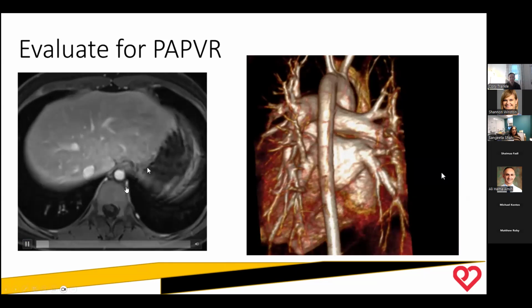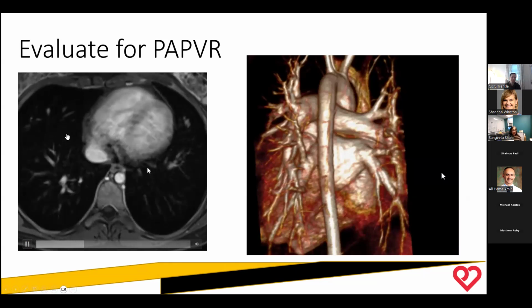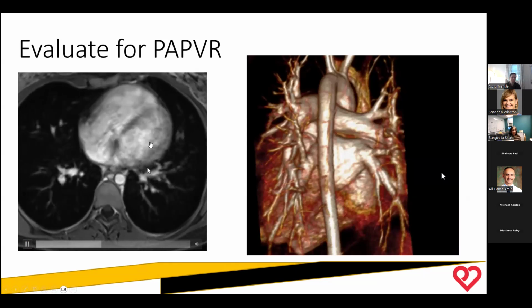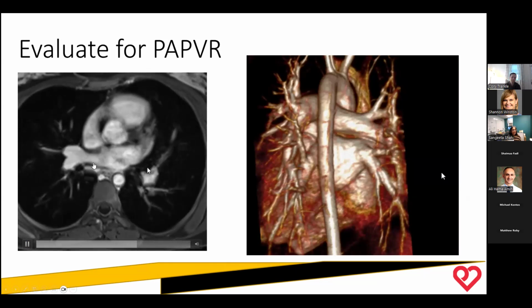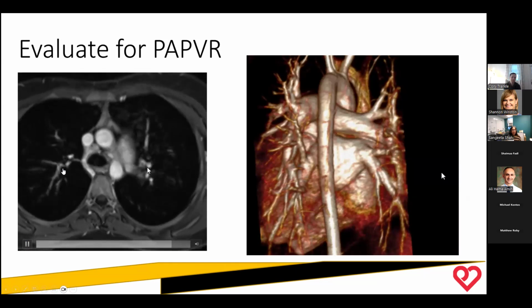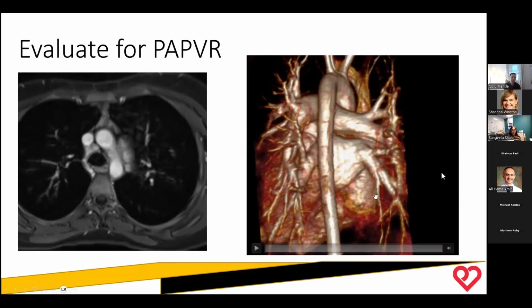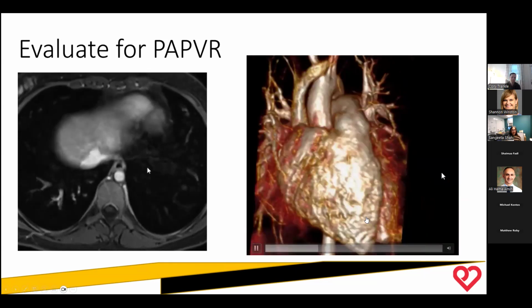So going through anatomy here, here's her aorta. Liver is on the right side of the body. I'm looking at pulmonary veins going through. I'm looking at the SVC to make sure there's no anomalous pulmonary veins going into that. An angiogram through it showed normal pulmonary veins as well.